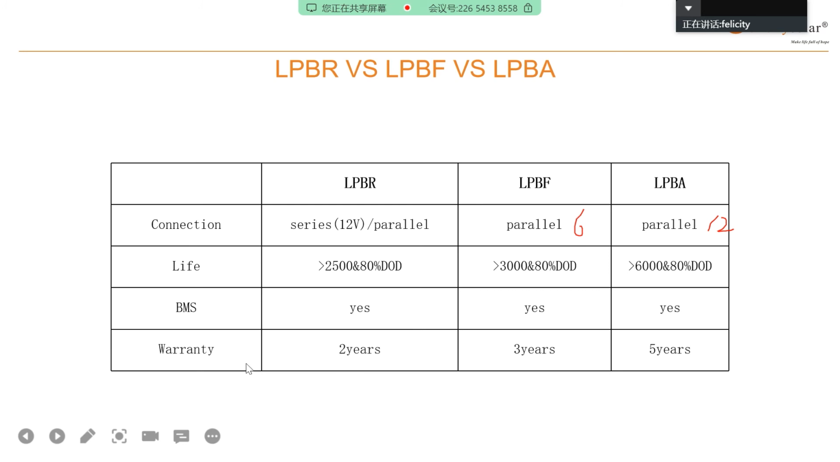And the warranty is different. LPPR is 2 years, LPPF is 3 years, and LPPA is 5 years. So here I make a simple conclusion about these differences.